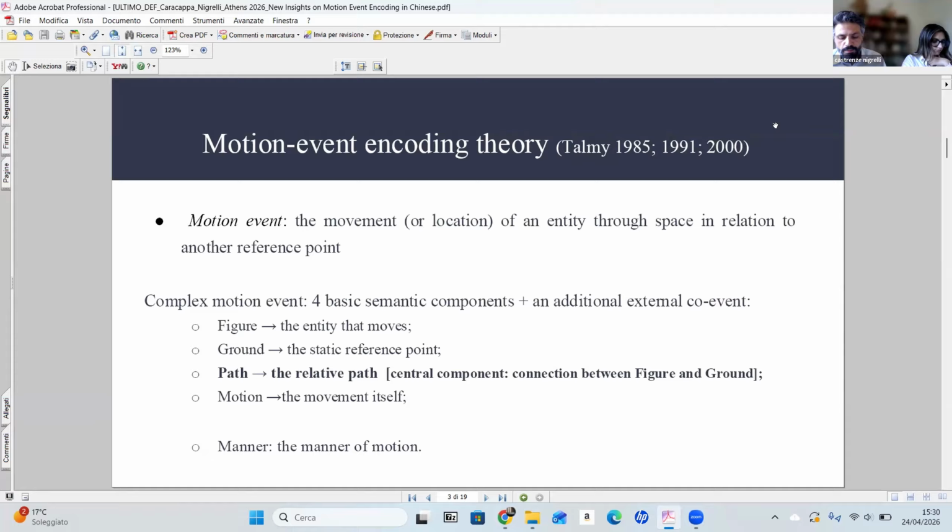Based on the idea that path is a central element in motion events, since it represents the connection between figure and ground, Talmy has developed the theory of framing types, where path is considered as the main criterion for classifying languages.